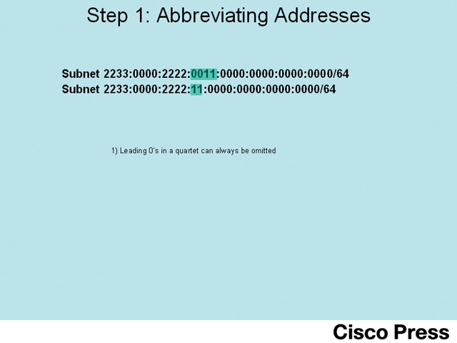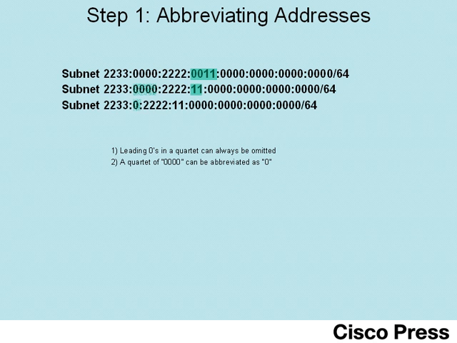So let's take a look at the second rule that you can use. In a quartet that's all zeros, you can abbreviate it down to a single zero. So if you look at the second quartet here, we can abbreviate that down to a single zero, as you see there in the third version of this same subnet number. So all 3 subnet numbers are equivalent, just the third one is the shortest one so far. There's a third rule that you see here that lets you shorten this subnet number quite a bit. This rule says that if there are multiple consecutive quartets of all zeros, you can represent those multiple quartets simply as 2 colons.